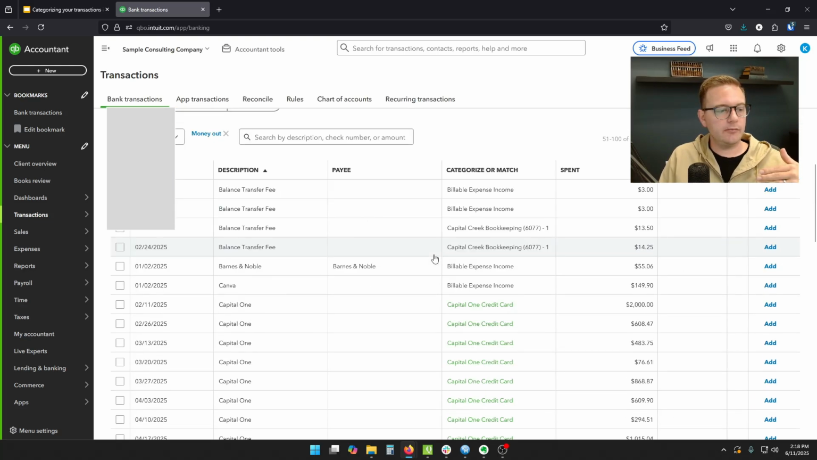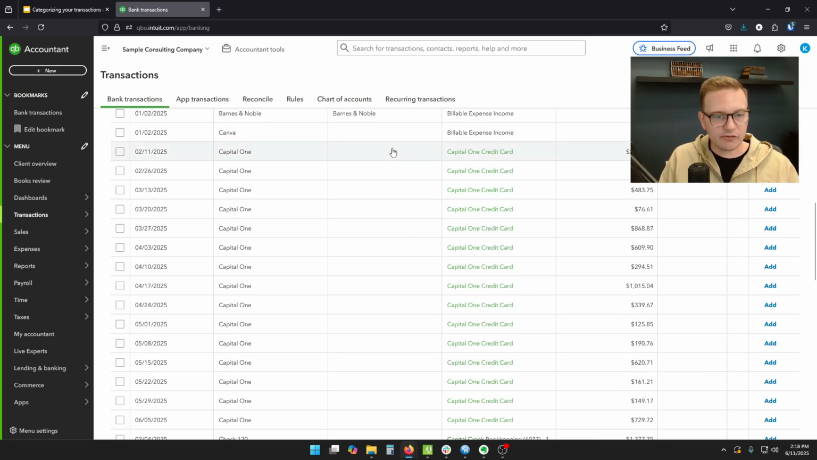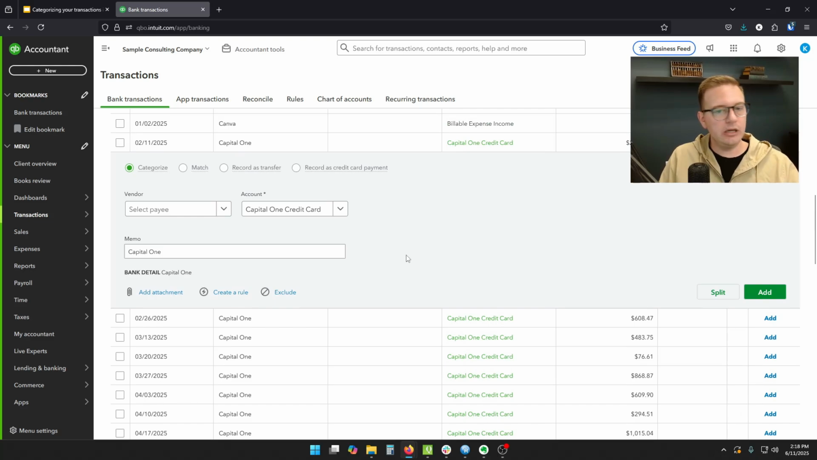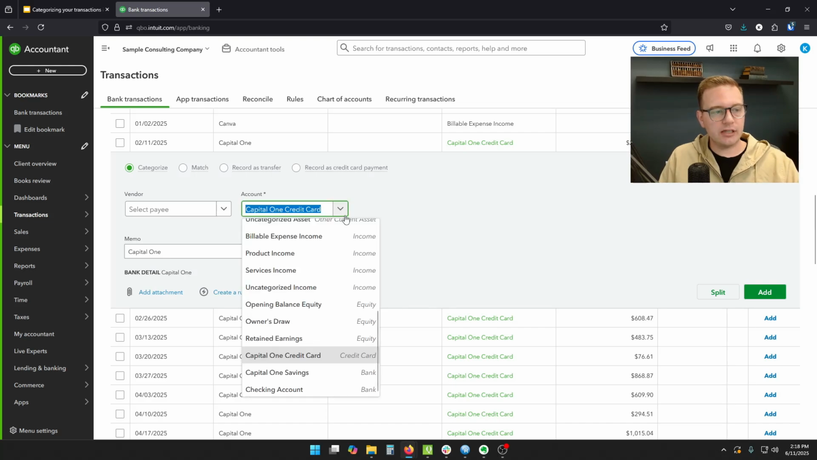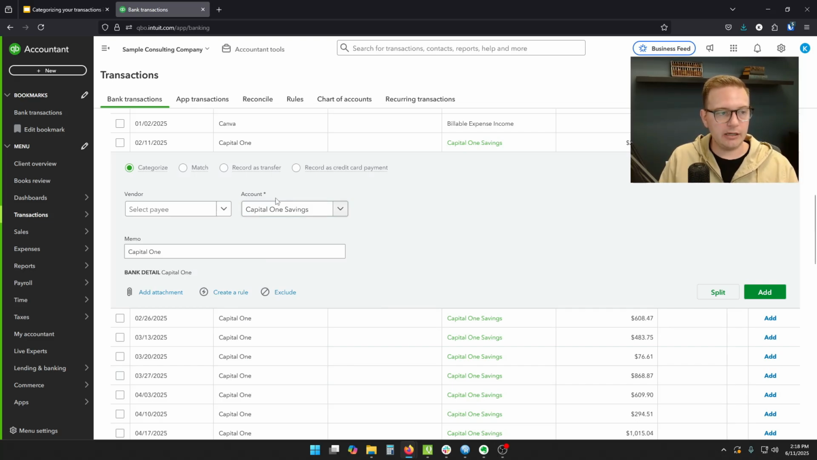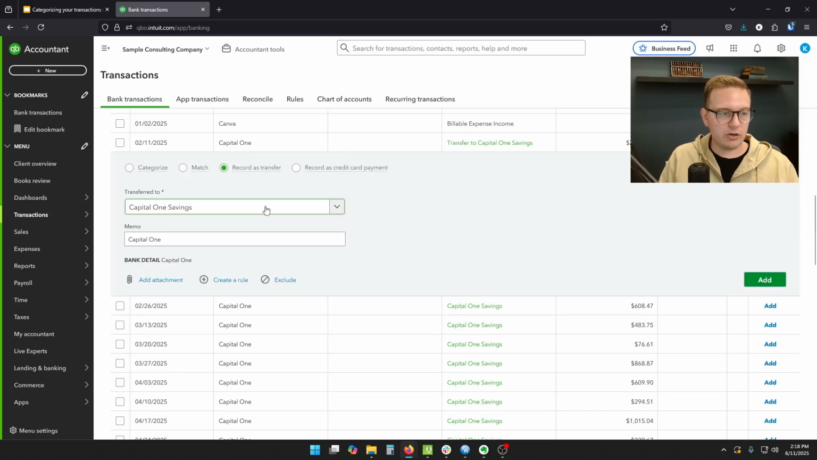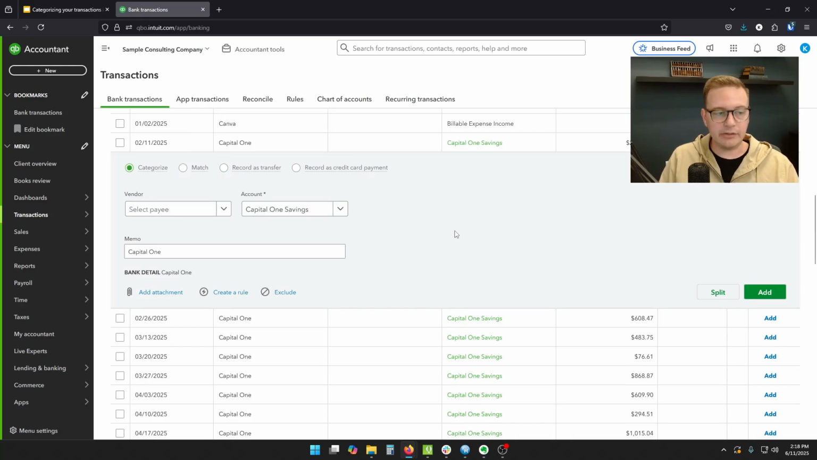So the way you would do that is identifying that this is, in this case, probably $2,000. I'm probably transferring money from this checking account out to a savings account, right? So you would just select that account, just like if it was an expense account, like this. That's the correct way of booking it. Now you could record it as a transfer, but functionally they do the exact same thing. So maybe just to make it easy, I would categorize.